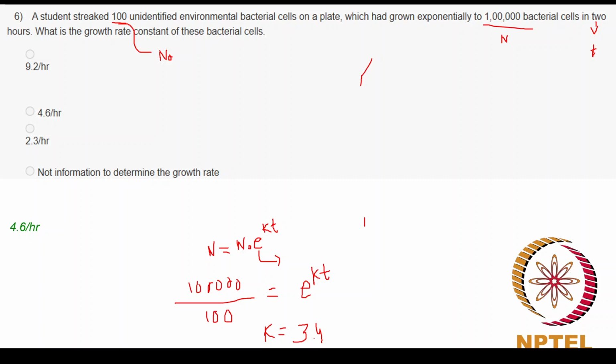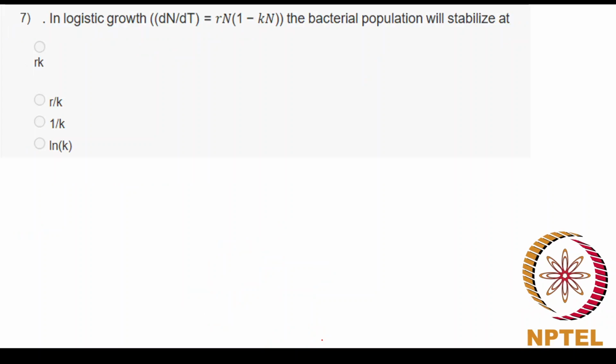Okay. So moving forward, in logistic growth, dN by dt is equal to rN (1 minus N by K). At what position will the bacterial population stabilize? Please solve this question.